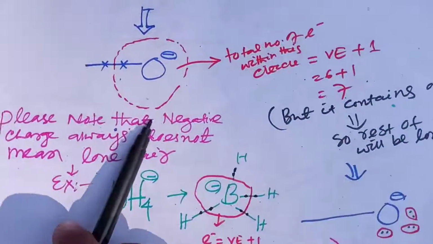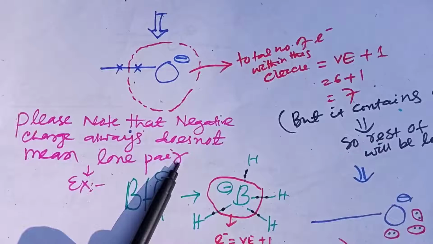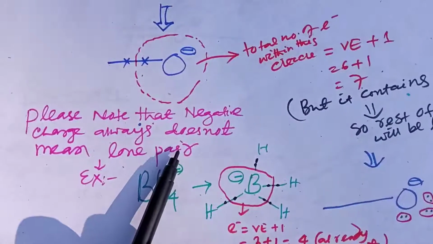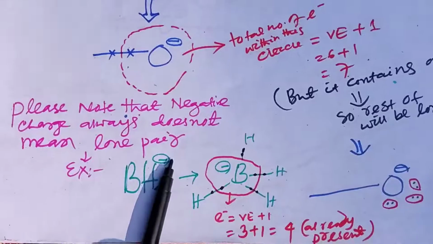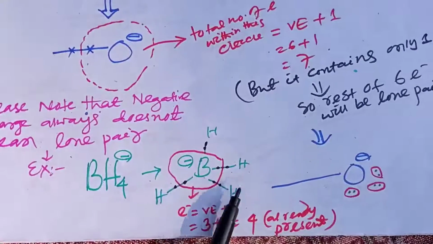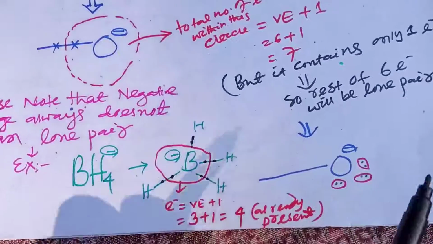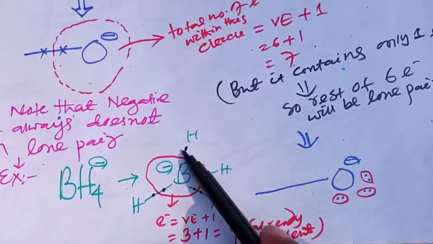So please note that a negative charge does not always mean a lone pair. Here is an example of BH4 minus. So it is boron making 4 bonds with 4 hydrogens, and first we see the own electrons of boron.